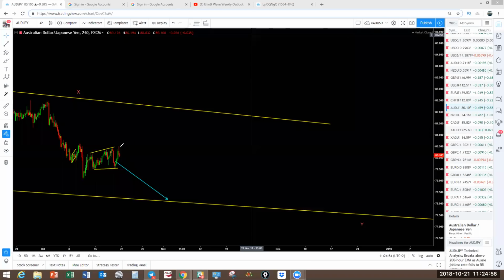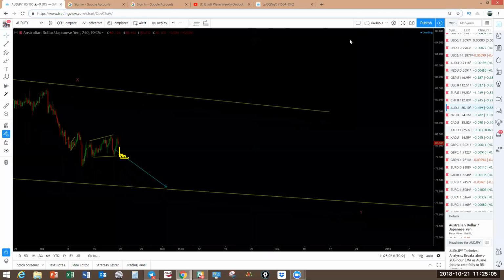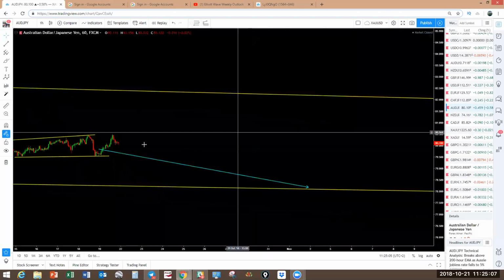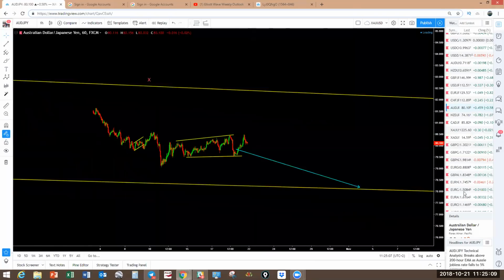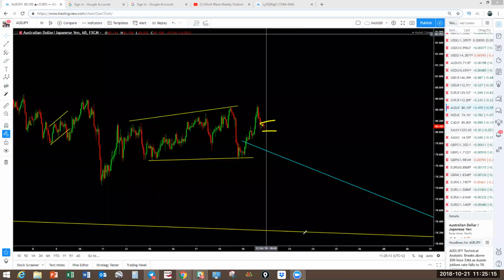But there's no confirmation here. You need to have this one correcting in the 1 hour. Let's go 1 hour and see what this is doing here. It looks like we've got a pulsing move down after that. So let's see. You've got that move down. This could be the correction. If this is the correction, then this could have now completed this move here.